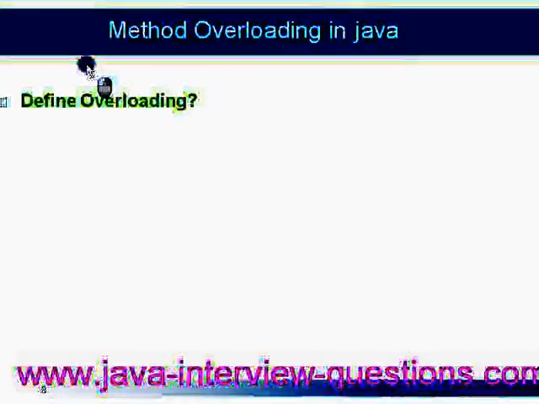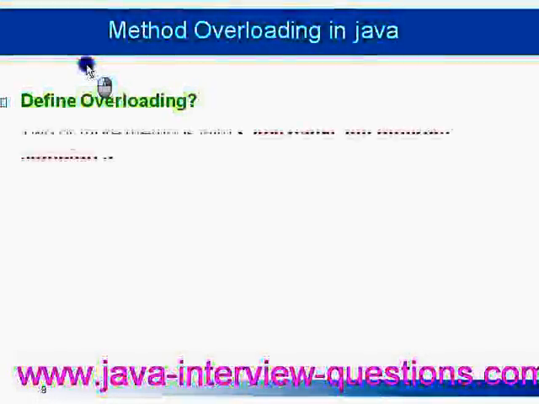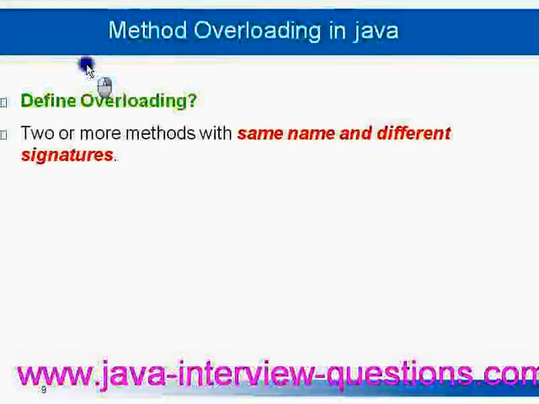First one, define method overloading. Overloading means if two or more methods have the same method name but with different arguments, that is a different type of arguments or a different number of arguments, then we call that method overloading. So what is method overloading? Different signatures with the same method name, we call that overloading.